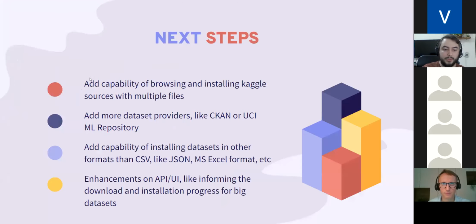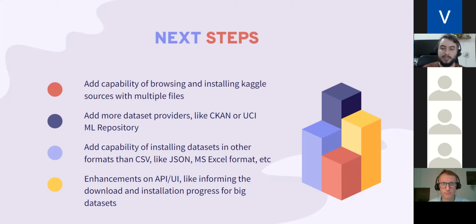Okay, so what about the next steps? Firstly, it would be nice to add a new capability of browsing Kaggle sources with multiple files. In this first version, our application just gets the first file in the data set. So it would be nice to give the user the opportunity to navigate on all the files and choose which one he or she wants to download.